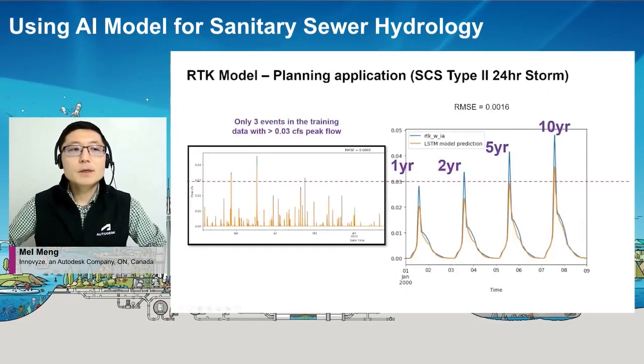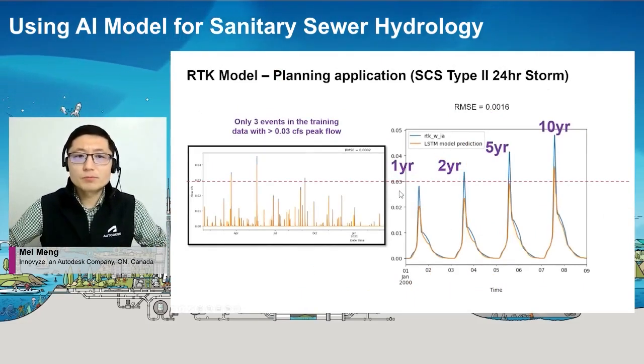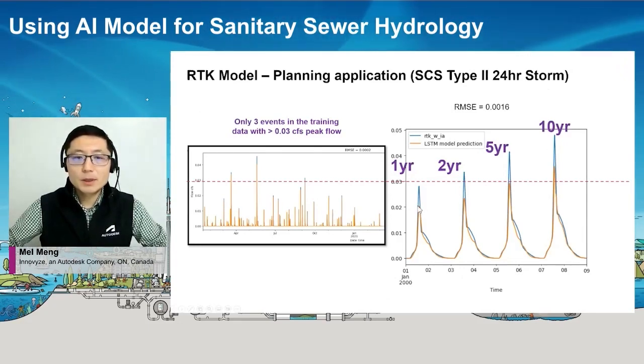And next, I tried to see, okay, what if I use this model to try some of the design storms? As you can see, for the 1 year, 2 year, 5 year, 10 year, SCS Type II 24-hour storms, the orange is the simulated results. So it's much lower than the observed flow. So definitely that is a limitation, but it's not a surprise.